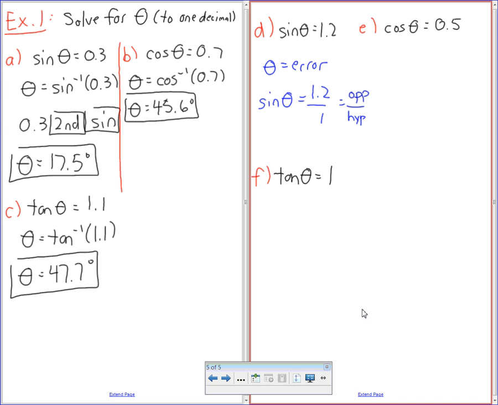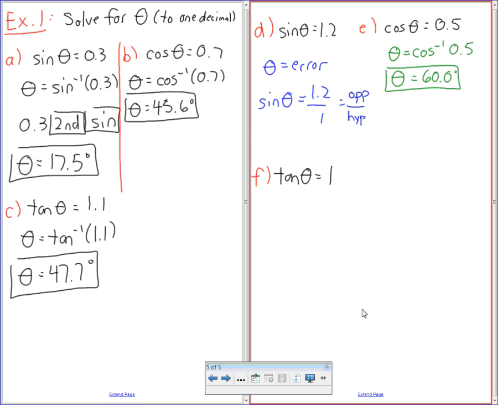Derek, since you weren't here yesterday, can you be brave, please, and do E for me? 60 degrees. Technically, it would be 60.0 because we want to round to one decimal place. Okay, now, since we got 60 degrees for that, if I were typing cos 60, what should my answer be? 0.5, right? So these are reversible operations, right? That's the big one.